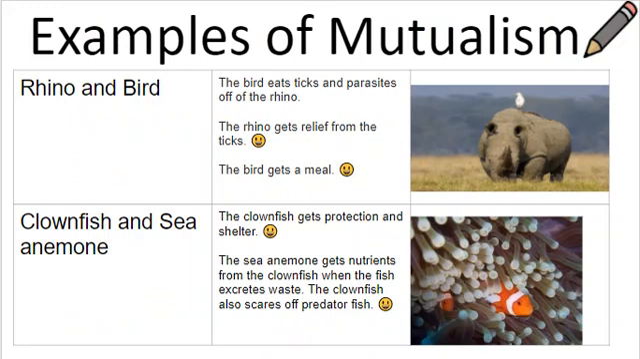The rhino and bird have a mutualism relationship. The bird eats ticks and parasites off the rhino. So the rhino gets relief from the ticks and the bird gets a meal, so they're both happy.